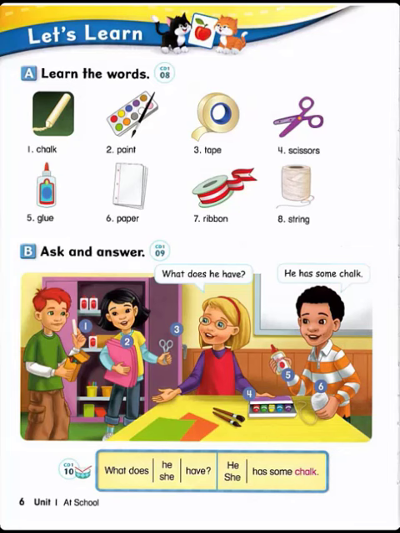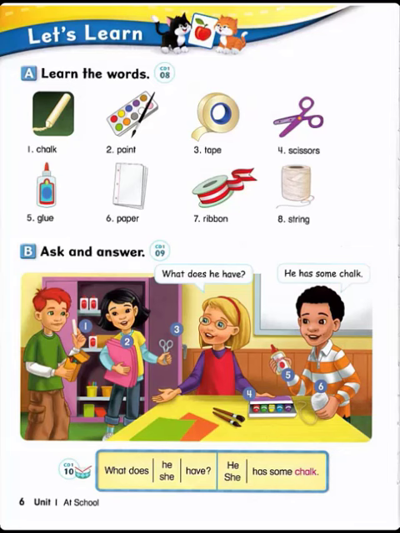Page 6. B. Ask and answer. What does he have? He has some chalk. Number 1. What does he have? He has some chalk. Number 2. What does she have? She has some paper. Number 3. What does she have? She has some scissors. Number 4. What does she have? She has some paint. Number 5. What does he have? He has some glue. Number 6. What does he have? He has some string.